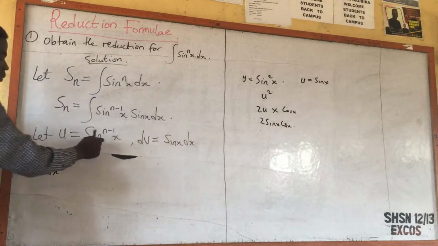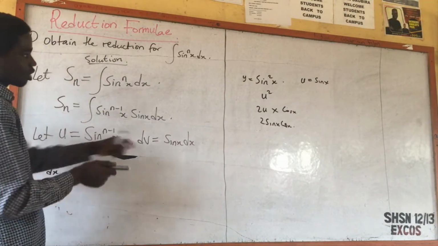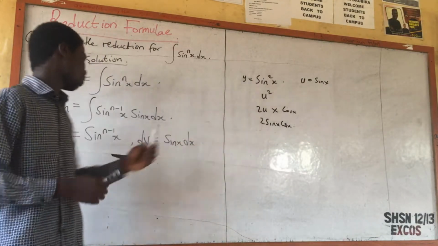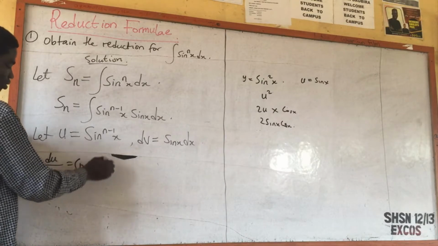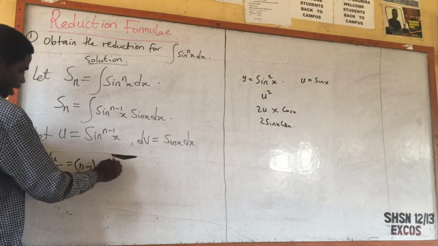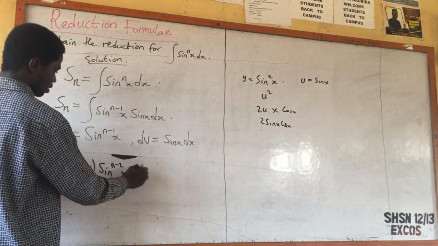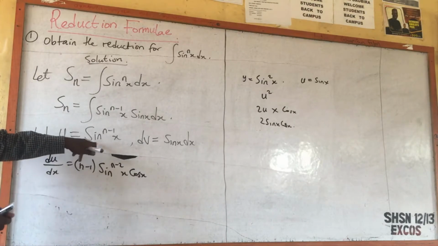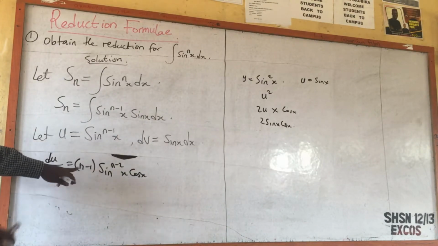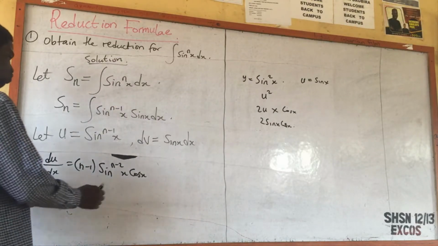So what happened is that this n minus 1, the power, will come down, just like this 2. The power 2 will come down, and this n minus 1 becomes the coefficient. Then this one will now become sine^(n-2) x. Then differentiate sine x, you have cos x. So if you differentiate sine^(n-1) x, which you can do on your own as well, you get (n minus 1) sine^(n-2) x cos x. That's what you are going to have.